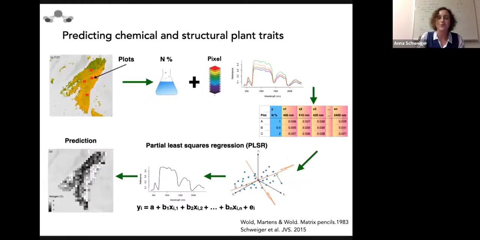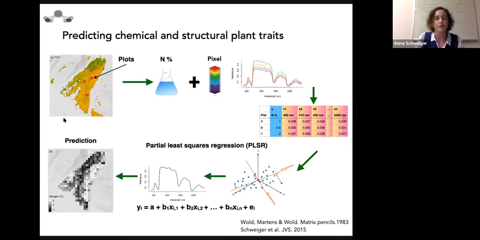I want to quickly illustrate a typical workflow of predicting chemical and structural traits from spectra, because I don't know how familiar you are with this. Let me walk you through this. Imagine we have our study area here. For simplicity, let's think of it as a grassland, because I worked a lot in grasslands. That's always easier for me.